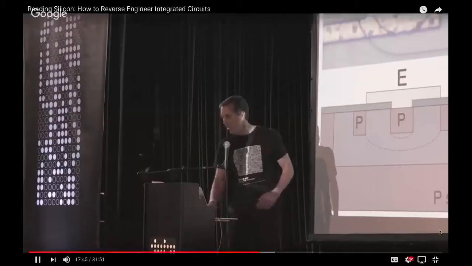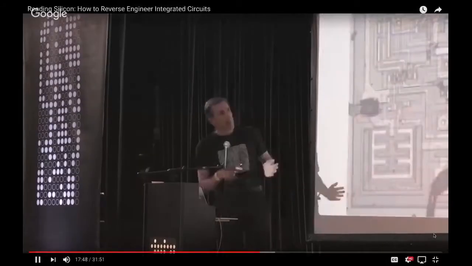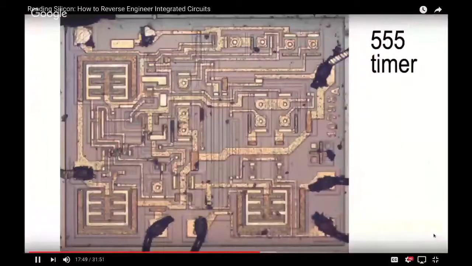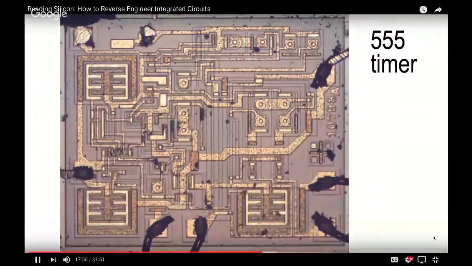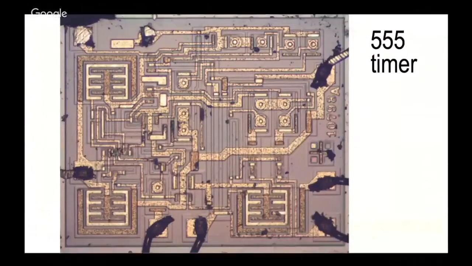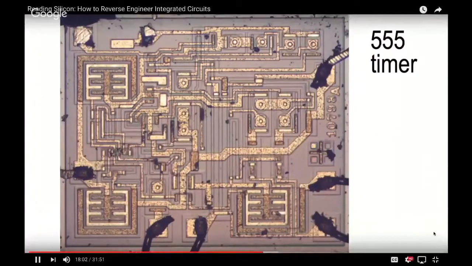So now that you know what to look at, here's a die photo I took of the 555 timer. You can see the circular PNP transistors. You can see tiny rectangular NPN transistors, the bond wires around the outside, 3 giant transistors to provide the high current output.